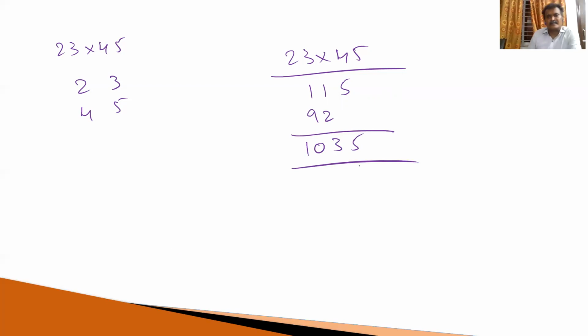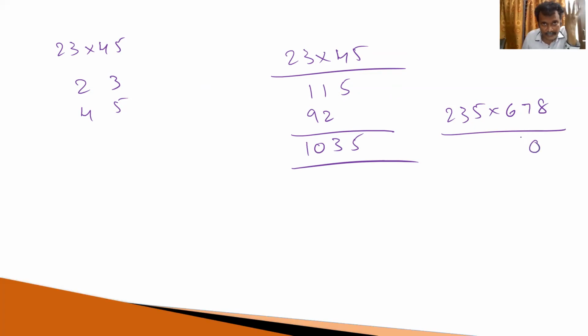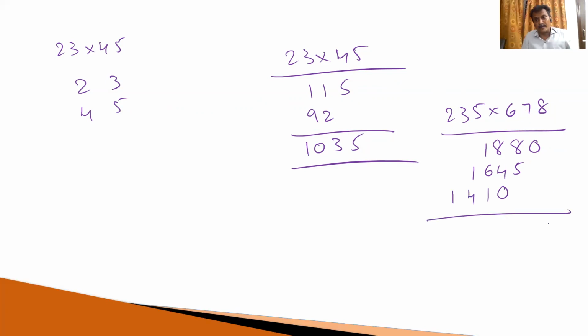Now, suppose you multiply 235 into 678, then what happened? 8 5 times is 40, 0 and 4 carry. 8 3 times is 24 plus 4 is 28, 8 and 2 carry. 8 2 times is 16 plus 2 is 18. 7 5 times is 35, and 3. 7 3 times is 21 plus 3 is 24, 2. 7 2 times is 14 plus 2 is 16. 6 5 times is 30, 0 and 3. 6 3 times is 18 plus 3 is 21, 2. 6 2 times is 12 plus 2 is 14. So what is the answer?